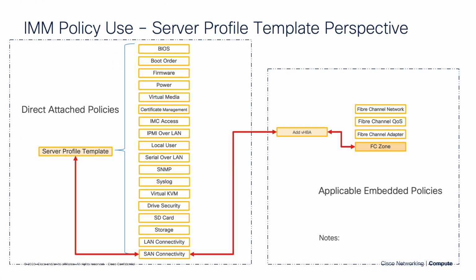As with all IMM Expert Series videos, I like to include a graphic that shows the relationship between the server profile template and the actual policy that we're discussing. You can see that you have a SAN connectivity policy that gets attached to the server profile template. As you craft that SAN connectivity policy and you go to add a vHBA, it exposes some of the embedded policies, like FC zone, that you will attach to each and every vHBA.